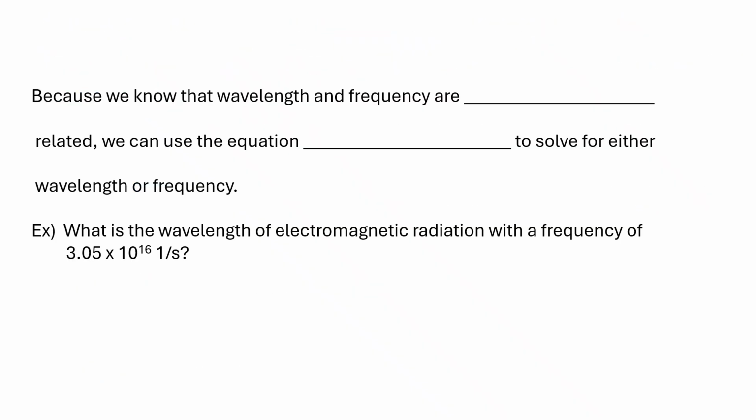Okay, and then we've already talked about the fact that wavelength and frequency, the longer the wavelength, the fewer waves pass a point per second, which is frequency. So that means that those two are inversely related. And then we can use the equation, or an equation, I should say. And that equation basically says that the speed of light is constant, so that's c, and that it is equal to the product of wavelength times frequency.